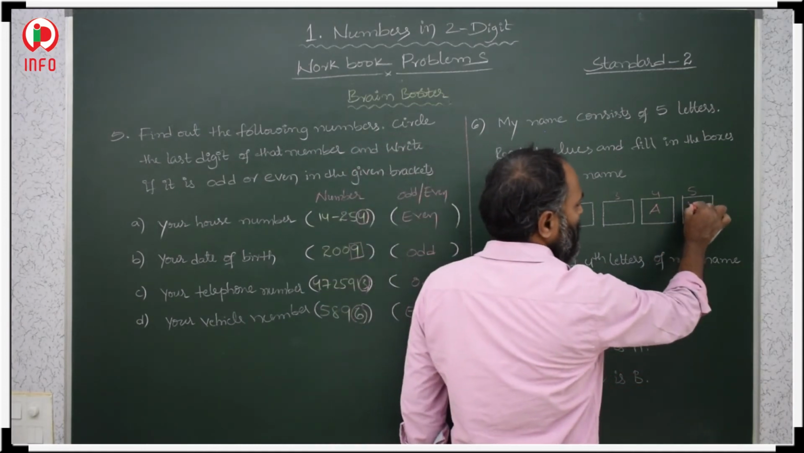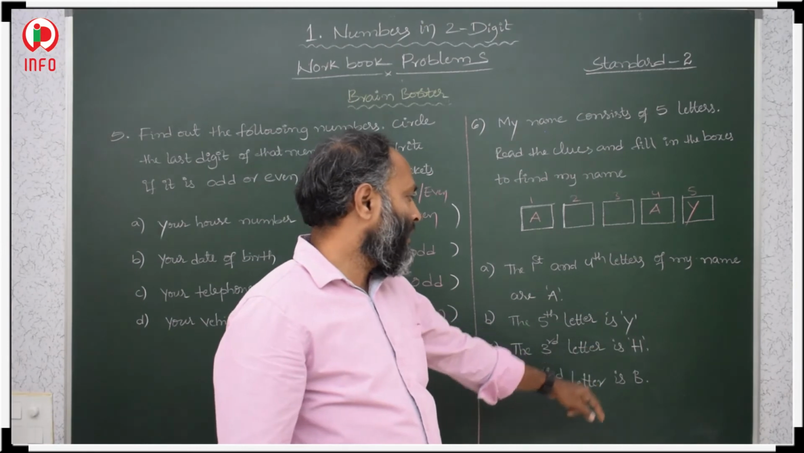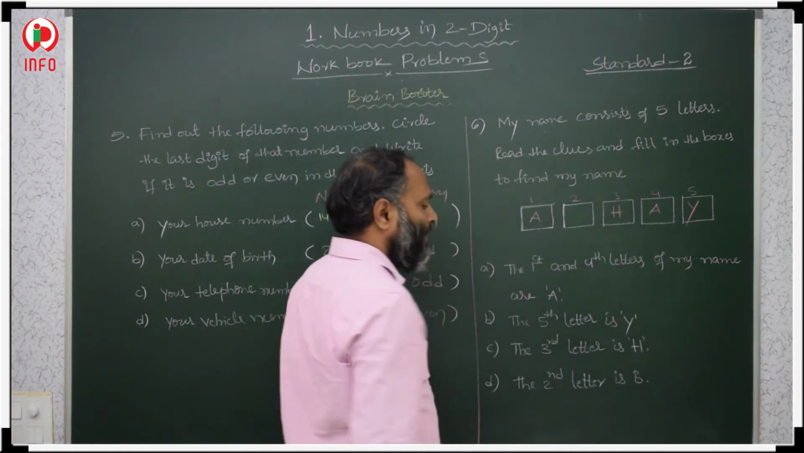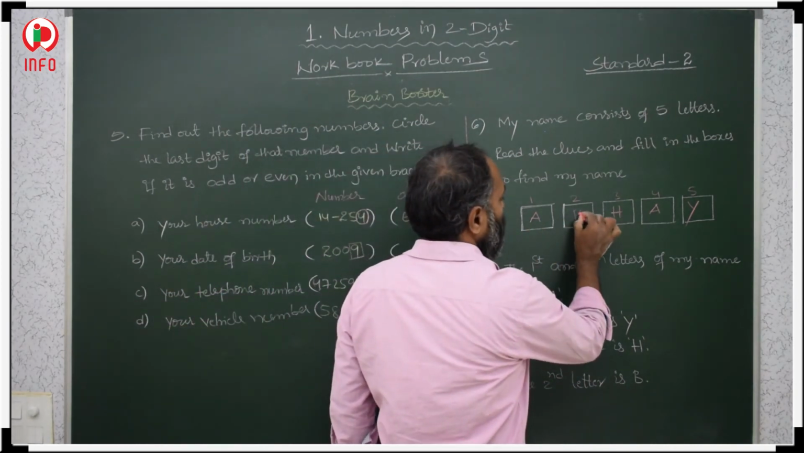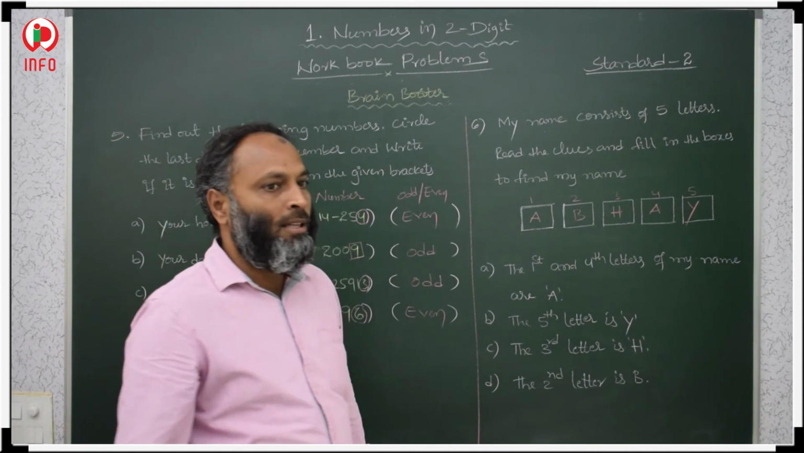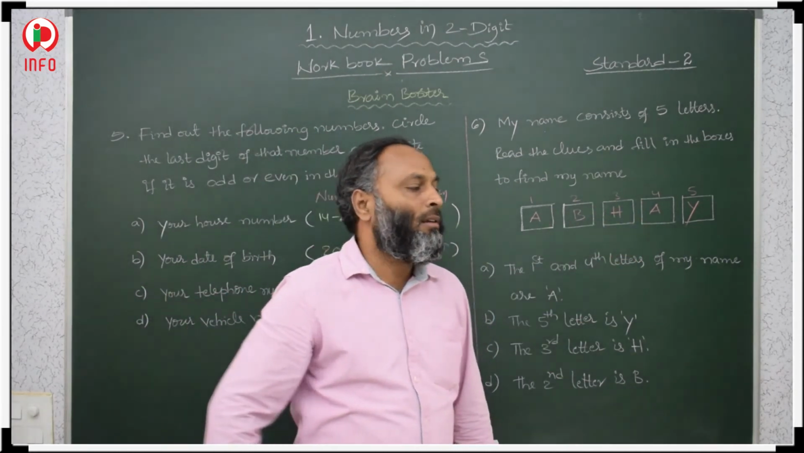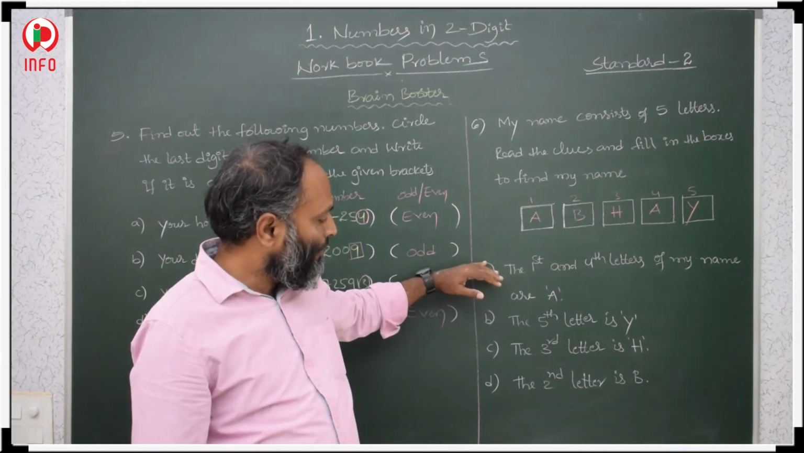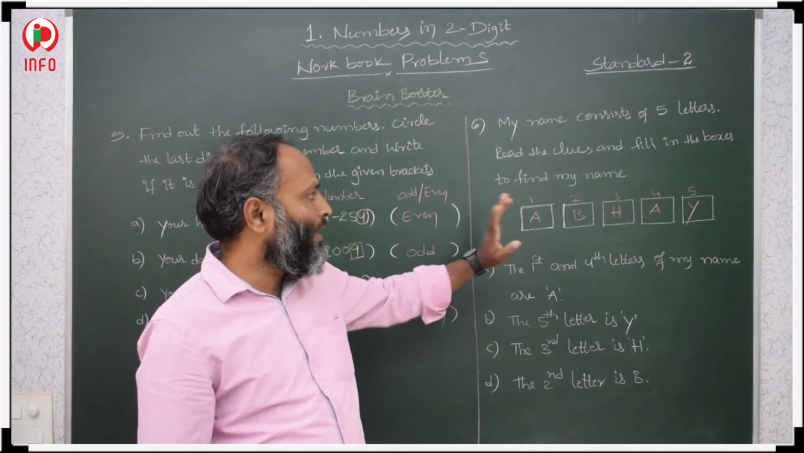The third letter is H. And the second letter is B. Then this is the name, Abhay. What is the name? Abhay. So like this, using the clues. 4 clues are given. Using these 4 clues, we have to find the name.